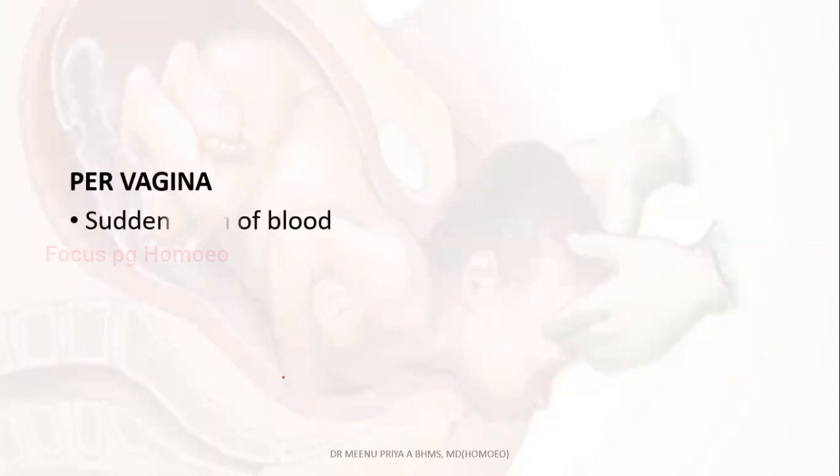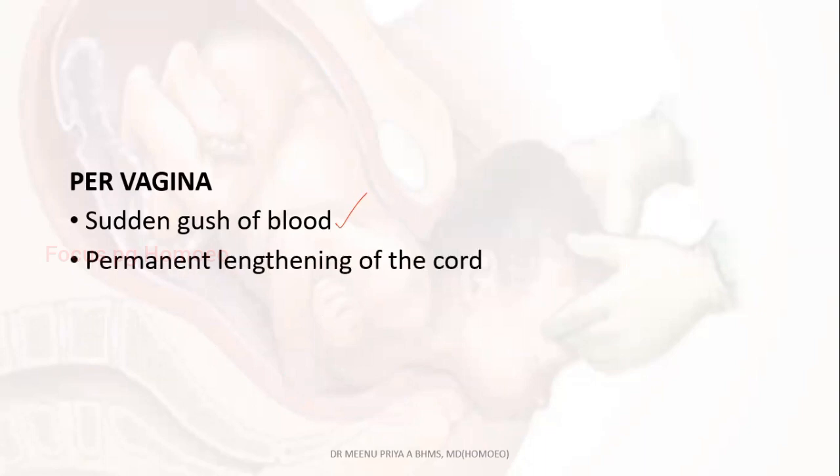And per vagina, what are the signs? It is a sudden gush of blood, because once the placenta is separated, there is immediate blood loss which is happening, and permanent lengthening of the cord.